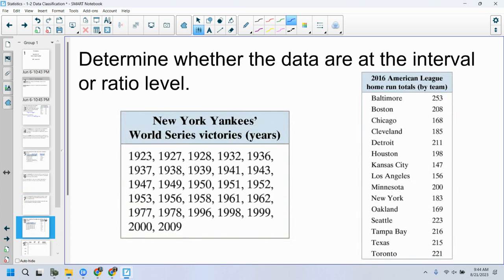Okay, determine whether data are interval or ratio. I hate this because I'm a Red Sox fan. It says New York Yankees World Series victories. These are the years that they won the World Series. Would that be interval or ratio? Interval. This would be interval. Think time. It is interval, right?